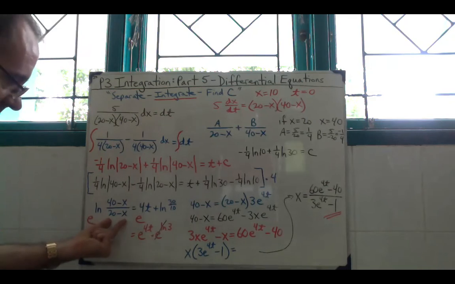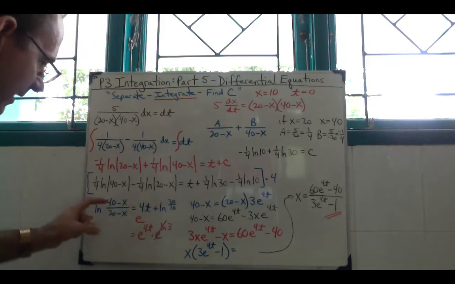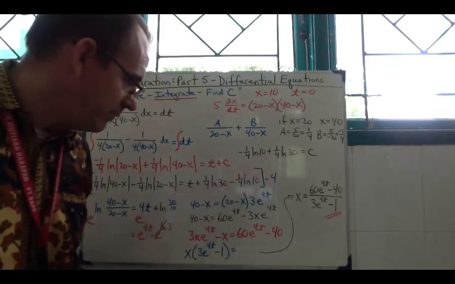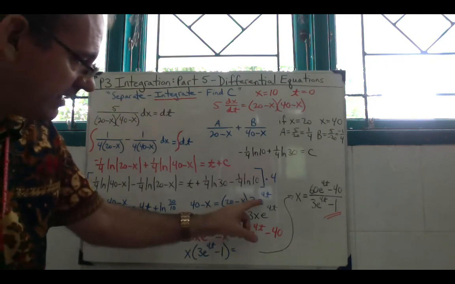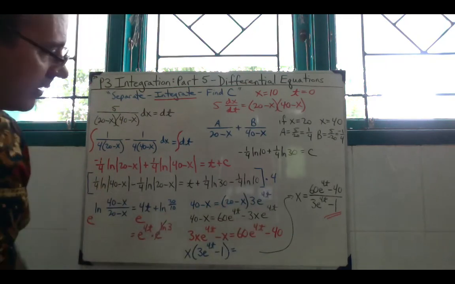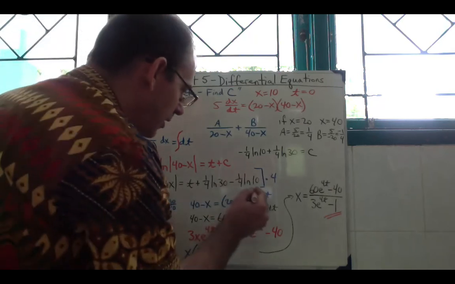So again, I kind of added an extra step here. We're going to multiply the 20 minus x to the other side. So we have 40 minus x. We multiply the 20 minus x to the other side, and the other side is just now 3e to the 4t. So we need to distribute this through our parentheses.